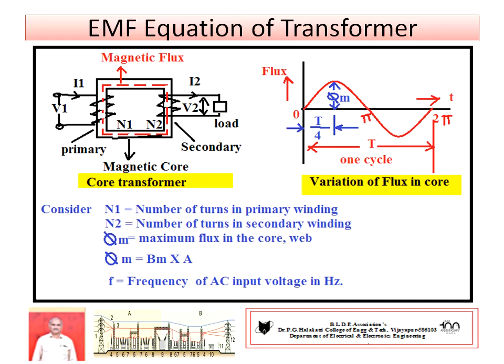So consider N1 be the number of turns in primary winding and N2 be the number of turns in secondary winding. Phi m be the maximum flux in the core, in Webers. Also we know one standard equation: maximum flux density equals maximum flux per area, in Webers per meter square. So phi m equals Bm into A, where Bm is maximum flux density in Webers per meter square, and A is area of core in meter square, where f is the frequency of AC input voltage in Hertz.